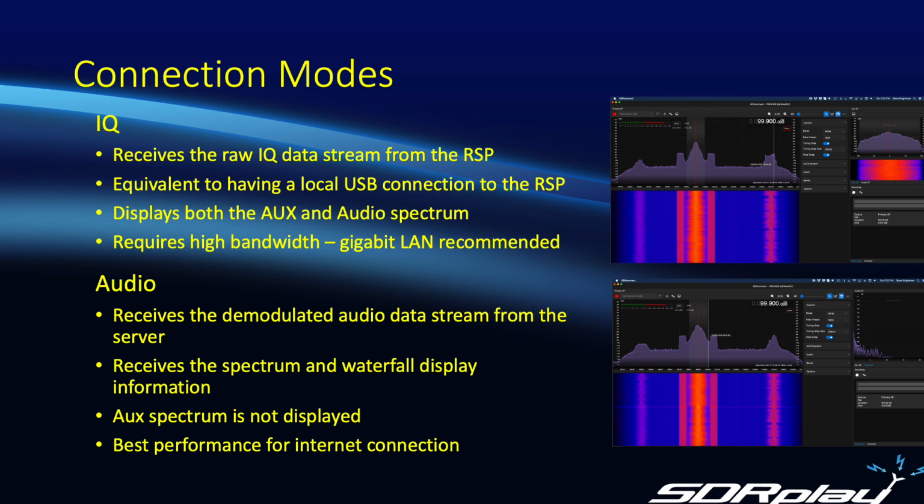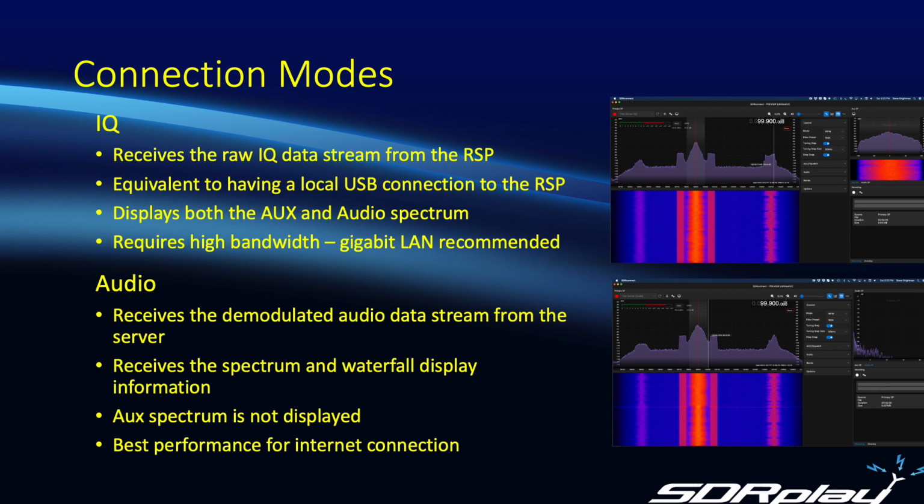IQ mode, as the name suggests, takes the raw IQ data from the RSP and sends it across the network for you to process at the client end. It's essentially equivalent to having a local USB connection to your RSP. When you're in this mode, in addition to the primary spectrum and waterfall, you have the option of looking at the auxiliary spectrum or indeed the audio spectrum. But to transmit all this data around requires high bandwidth. We recommend a gigabit LAN, although I've had good success also on high-speed Wi-Fi networks.